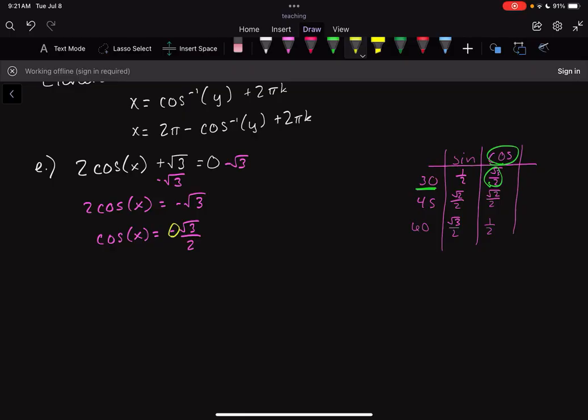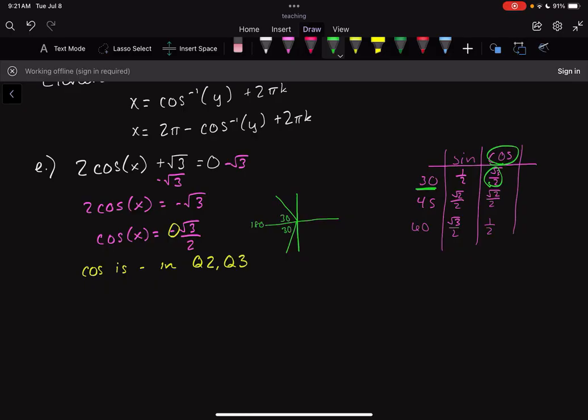So cosine is negative in what quadrants? I want you to think about it. So cosine is negative in quadrants 2 and 3. So what this means is that we're not going to be able to use 30 degrees as an actual answer. We're going to be using it as a reference. So I know that I need answers in quadrant 2 and quadrant 3. They need to have a reference of 30 degrees.